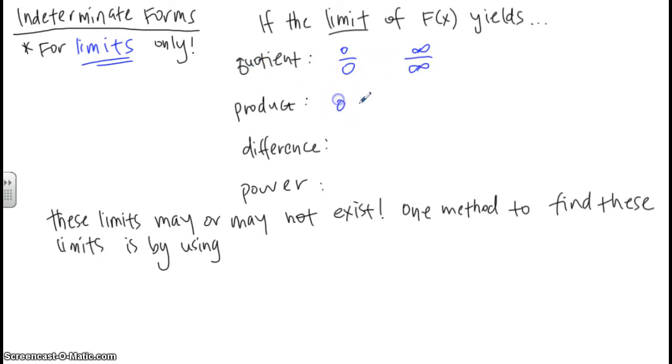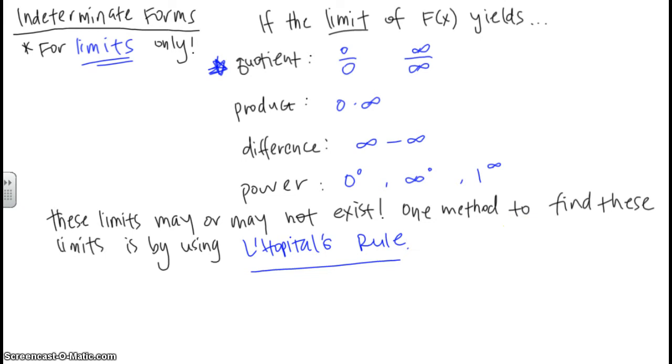Or if it yields a product of 0 times infinity, or a difference of infinity minus infinity. These are all things where you cannot tell whether the limits actually exist. You also have powers, where if you have 0 to the 0 power, or infinity to the 0 power, or 1 to the infinite power. These are also indeterminate forms. Now the main one is here. When you have a quotient that's 0 over 0 or infinity over infinity, we can apply L'Hôpital's rule. So these limits may or may not exist. One method to find these limits is by using L'Hôpital's rule.